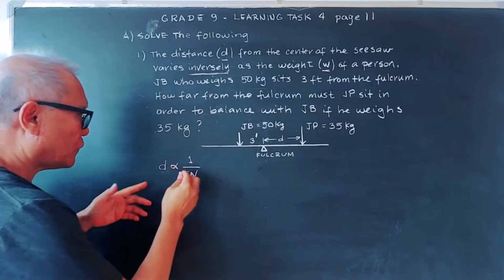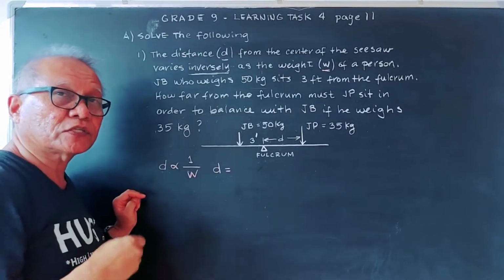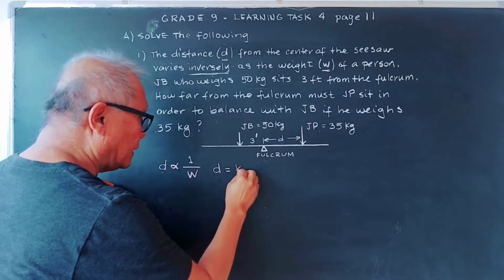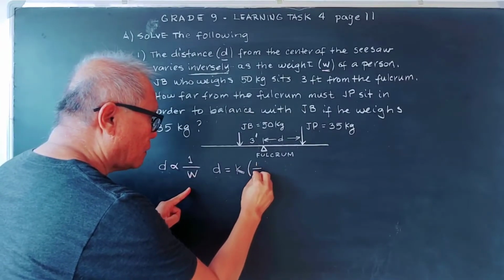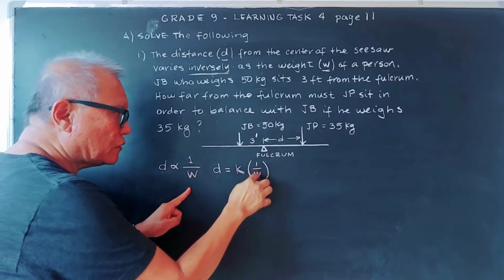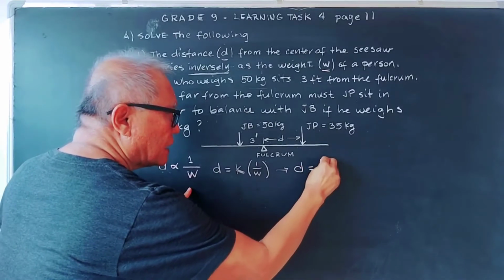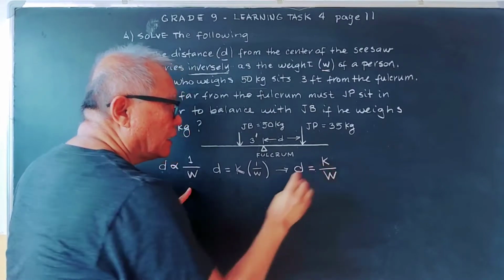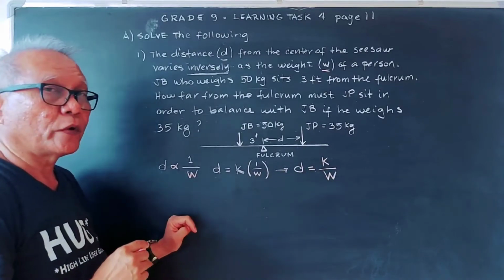Tapos, sa equation form, D, pag nag-equals ka rito, mag-i-introduce ka ng constant. Usually, yun ay letter K. So, we have K times 1 over W. So, pag minultiply natin yung K times 1 over W, yung ating equation for distance ay K times 1 sa taas and then may W sa ibaba. That is the equation for distance and weight.